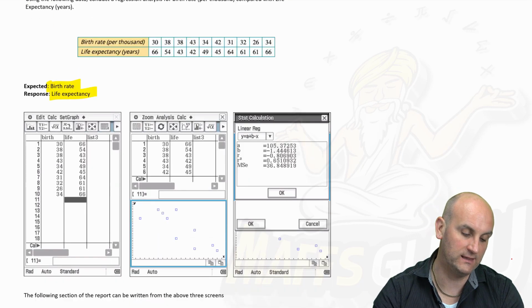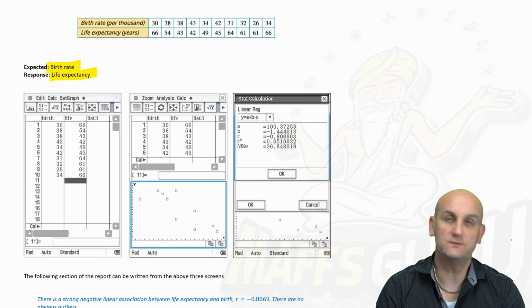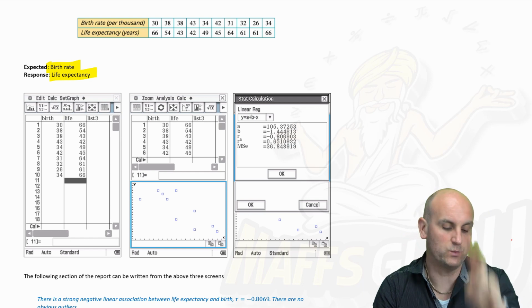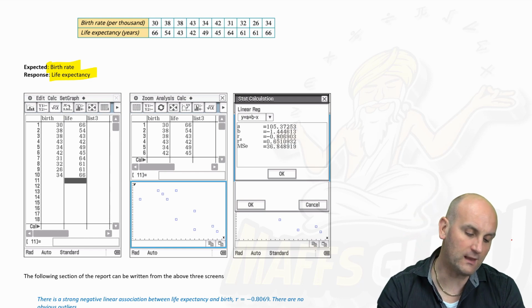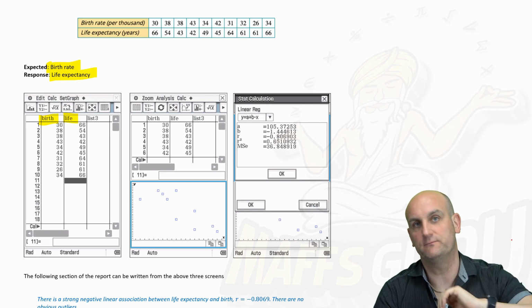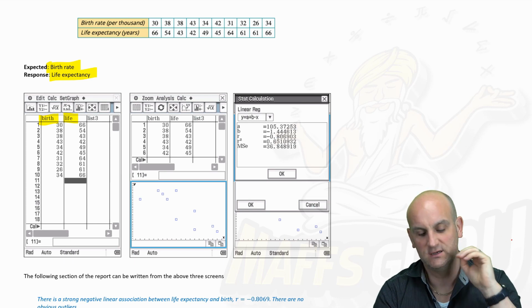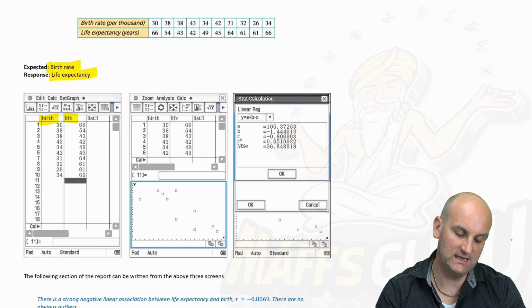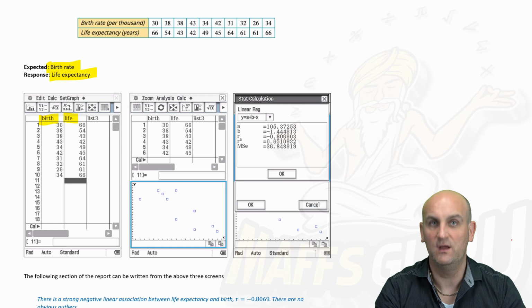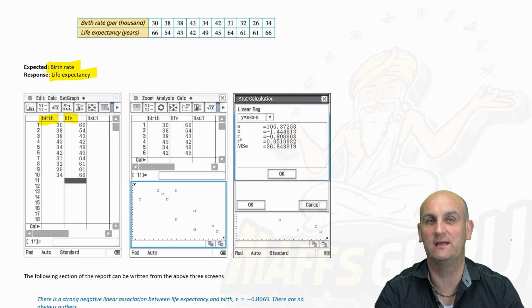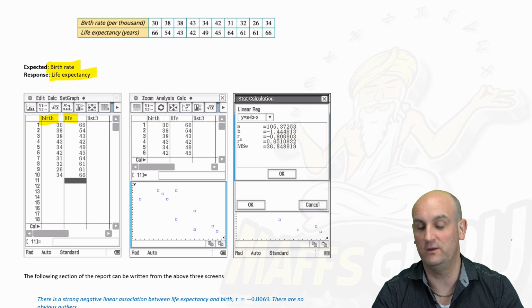So now let's look at the screens we have. Obviously the first thing you're going to do is fire up a spreadsheet or statistics sheet, and list one I've changed to birth, and list two I have made life. So there's birth and there's life, and I've just entered my values in. Then it said draw a scatter plot just to have a look at the data. I drew my scatter plot, and what did we see? The data seemed to show a negative linear association, but is it strong, moderate, or weak? We can't work that out until we bring up our value of R.